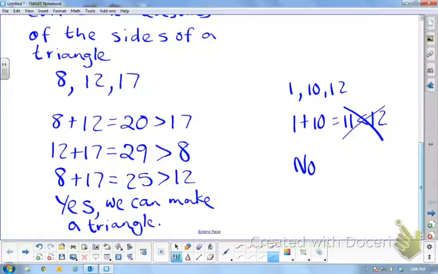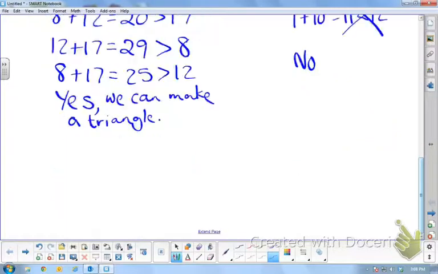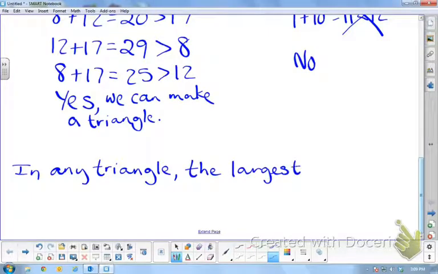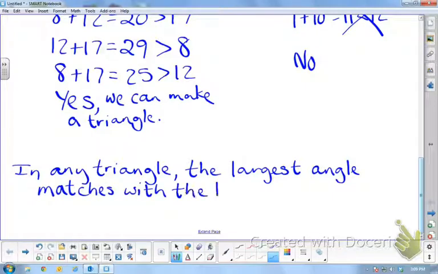Along with the triangle inequality theorem, we also know that in a triangle, the longest sides match with the largest angles, and the shortest sides match with the smallest angles. I don't believe this has a theorem name, at least not that I know of, but we'll still write down what we mean. So in any triangle, the largest angle matches with the longest side. And that side is across from the angle.